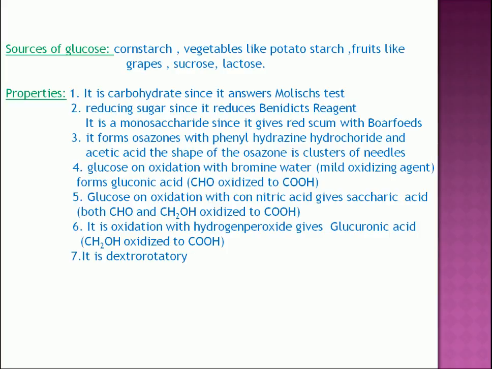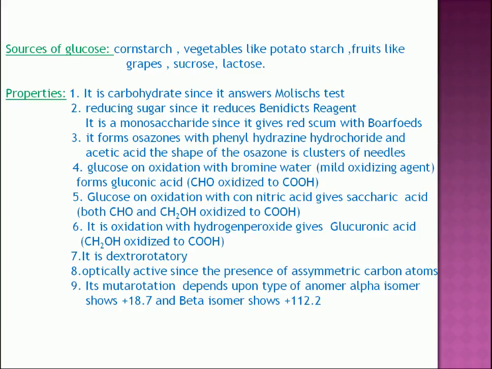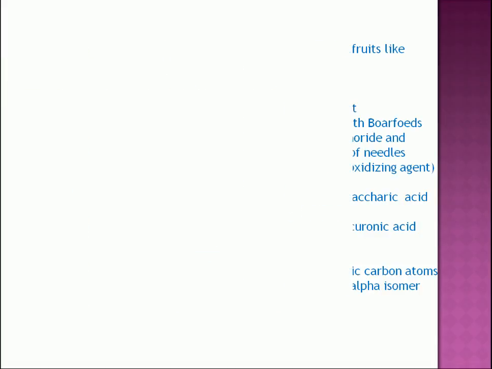It is dextrorotatory. It is optically active due to the presence of asymmetric carbon atoms. Its mutarotation depends upon the type of anomer. The alpha anomer shows plus 18.7 and the beta anomer shows plus 112.2.